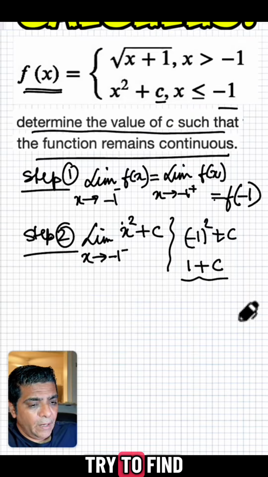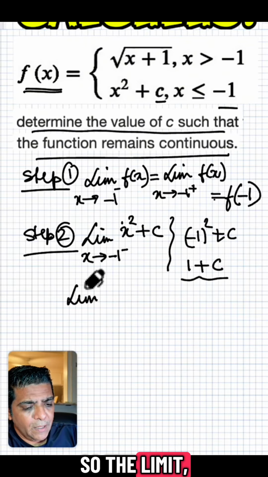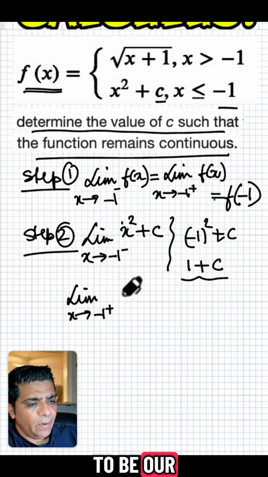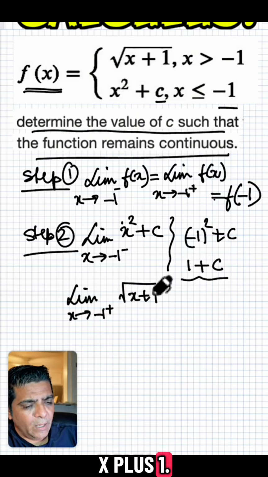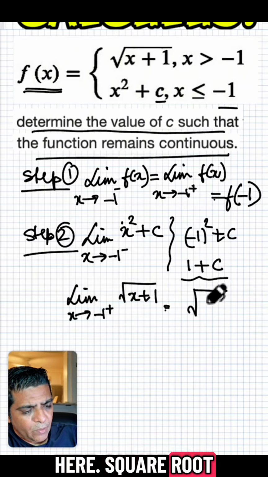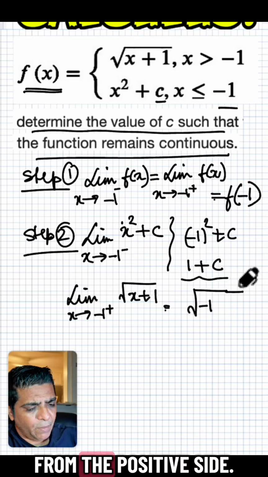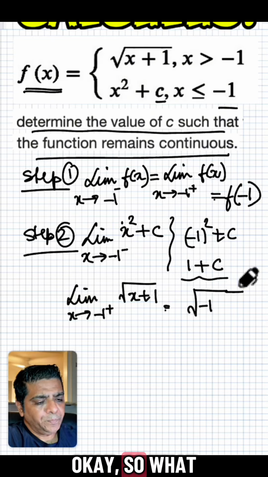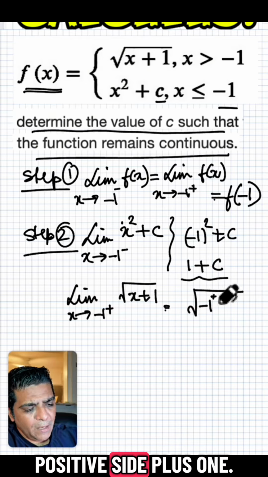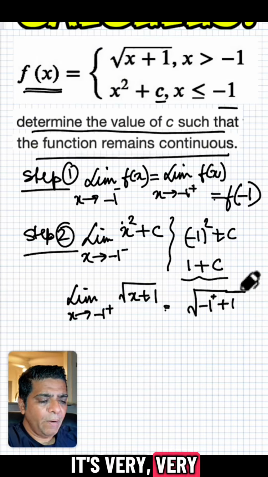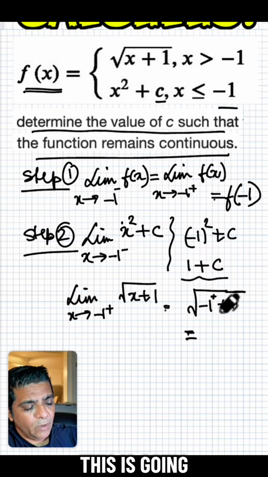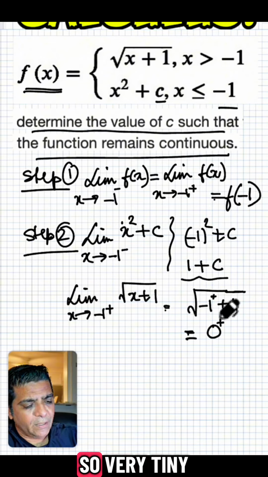Now let's find the limit from the other side, as x approaches -1 from the positive side. That is the square root of x plus 1. We substitute -1, approaching from the positive side, so x is very slightly greater than -1, plus 1. It's very close to 0, but coming from the positive direction. The square root of 0 is 0, and coming from the positive side by a very tiny amount, it's still going to be 0.